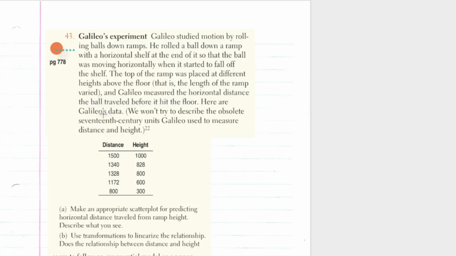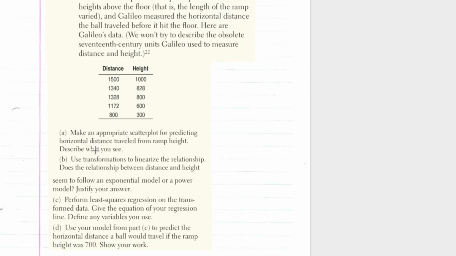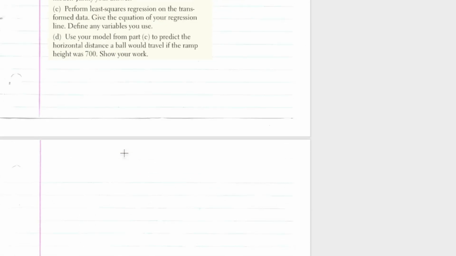the floor. Here are Galileo's data. We won't try to describe the obsolete 17th century units Galileo used to measure distance and height. So this is the data. So part A, make an appropriate scatter plot for predicting the horizontal distance traveled from ramp height and describe what you see. All right, so let's go ahead and do part A.